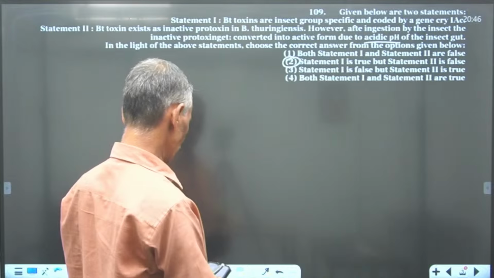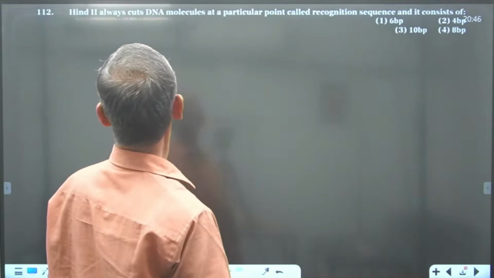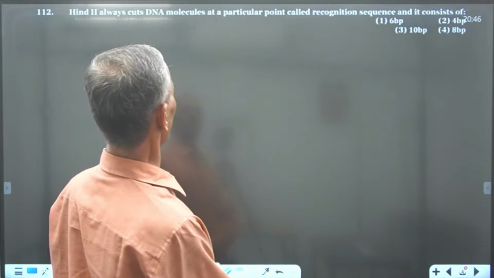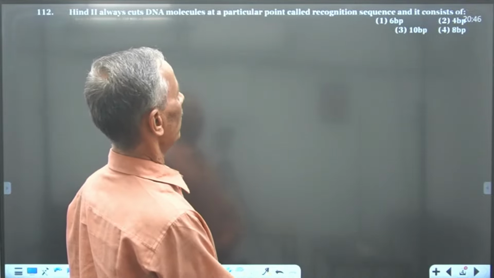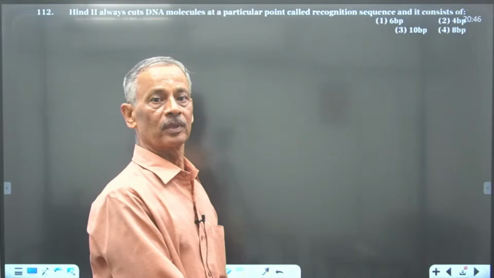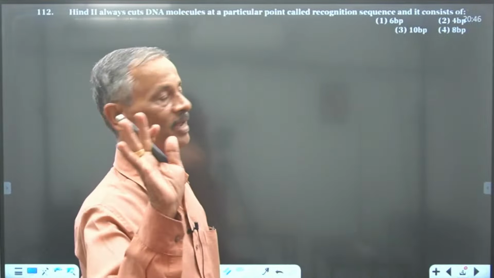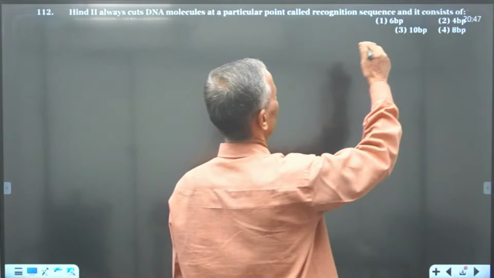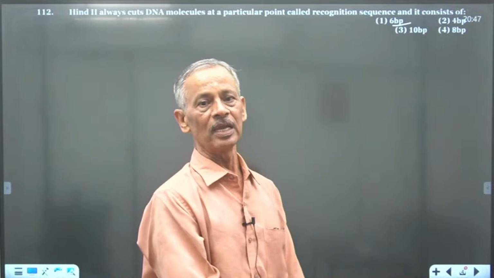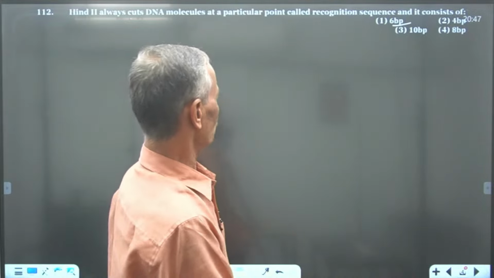Okay, next question. HindII always cuts DNA molecules at a particular point called the recognition sequence. HindII is the first restriction endonuclease enzyme that was isolated and characterized. And it has 6 base pairs.